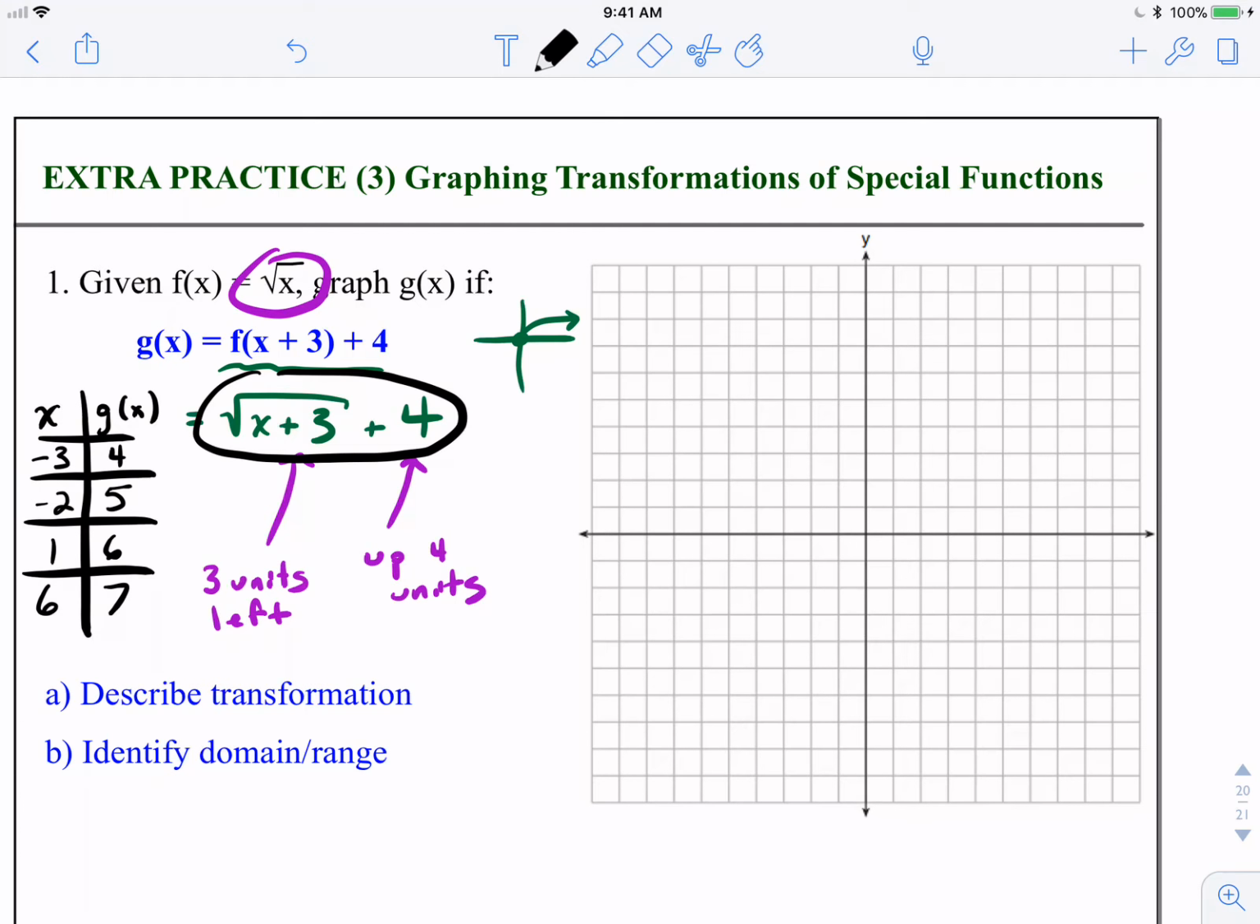Okay, I'm going to carefully plot these. 1, 2, 3; 1, 2, 3, 4. Negative 2, 5; 1, 6; and 6, 7.